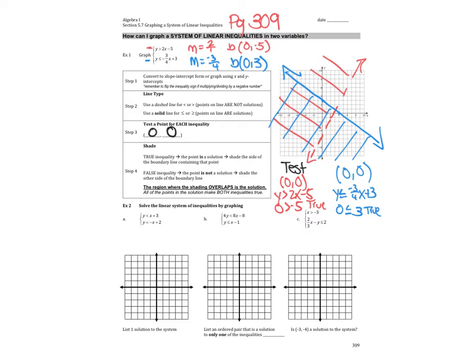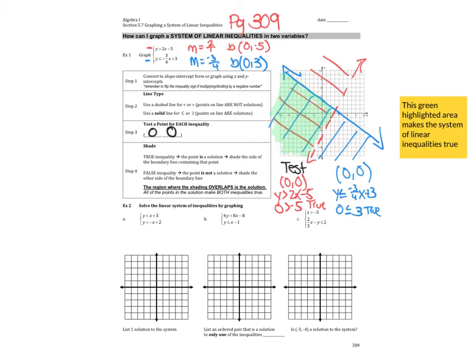Now what you can see from here, based upon where I did my shading, there's a spot that overlaps. That overlapping part, that is my solution. So this whole area is what makes our equation true. So this is one method of figuring out what makes the equation true. In a minute, we're going to look at another method of being able to do this.